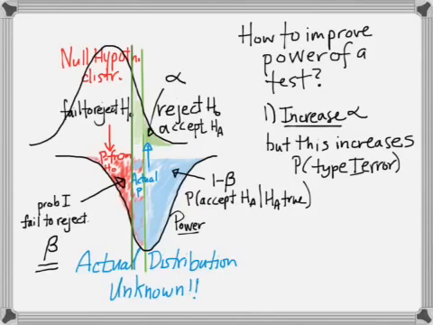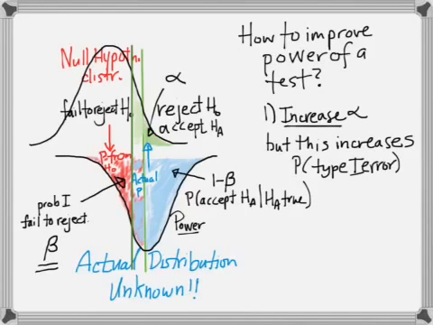If I were to decrease my alpha, reduce the chance of a type 1 error, then this line would move to the right and have a new line here, and it would increase the chance of a type 2 error. So there's a trade-off. When type 1 errors go up, then type 2 errors go down, and vice versa.